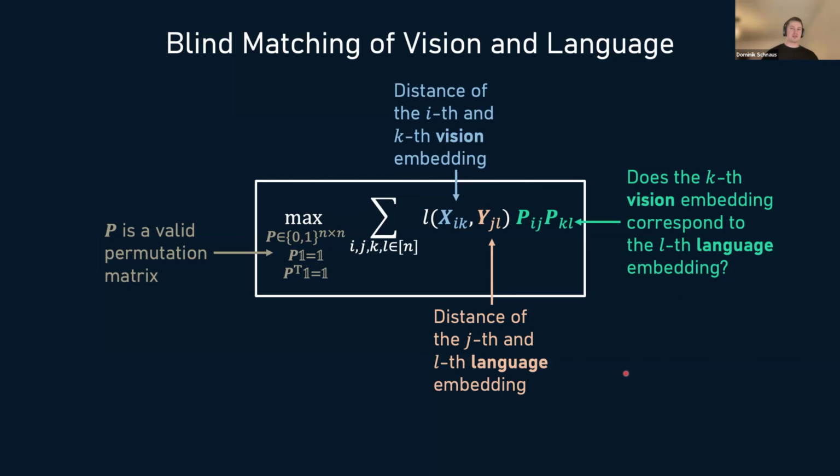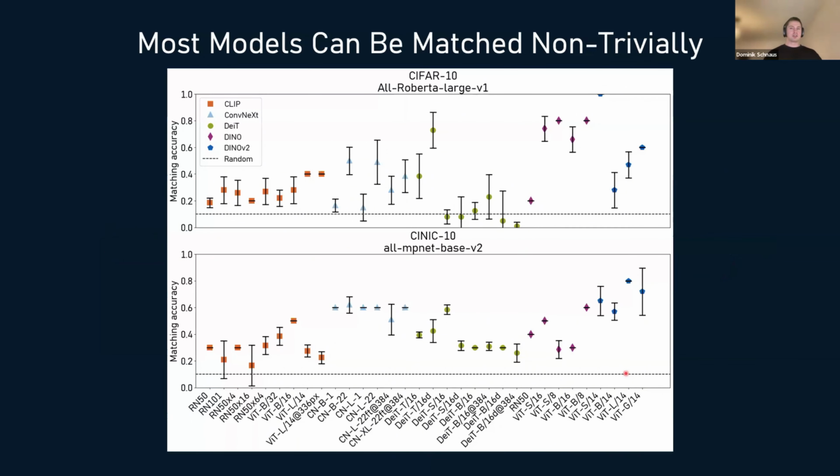So now the main question arises: how well does this matching really work in practice? First of all, we will have a look at small scale problems, so CIFAR-10 and CINIC-10. CINIC-10 is pretty much CIFAR-10, but with larger resolution images from ImageNet, but with the same 10 classes. For each class, we compute a representative vision embedding and a representative language embedding. So we have 10 language embeddings and 10 vision embeddings, and we try to find a one-to-one matching between those.